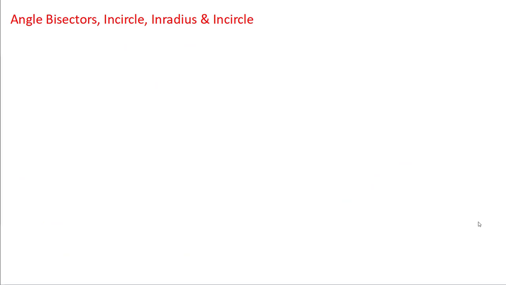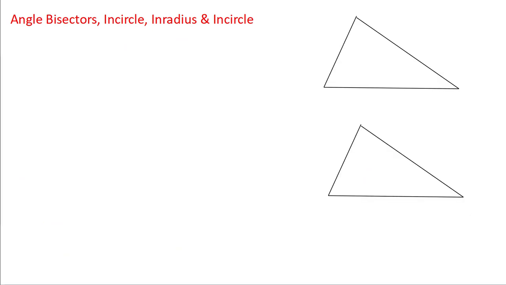The next is angle bisectors. After medians, the next is angle bisectors. So let's have a look at angle bisector. An angle bisector is a line which divides an angle into 2 equal parts. Let me show you how an angle bisector looks. So this is called an angle bisector. An angle bisector is a line which divides an angle into 2 equal parts.